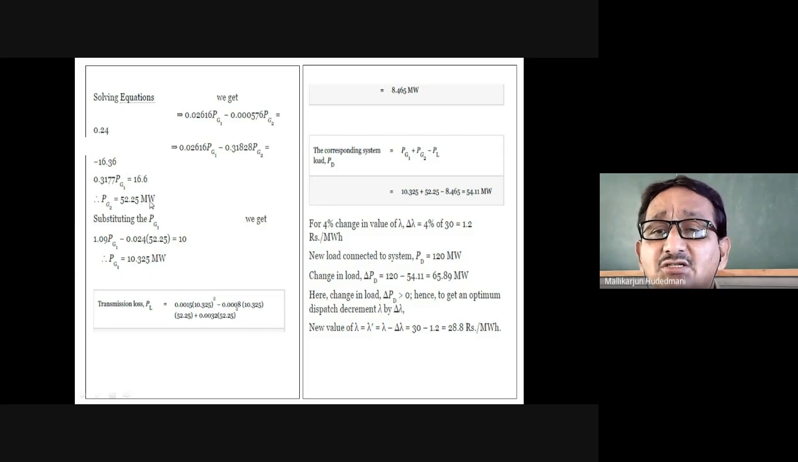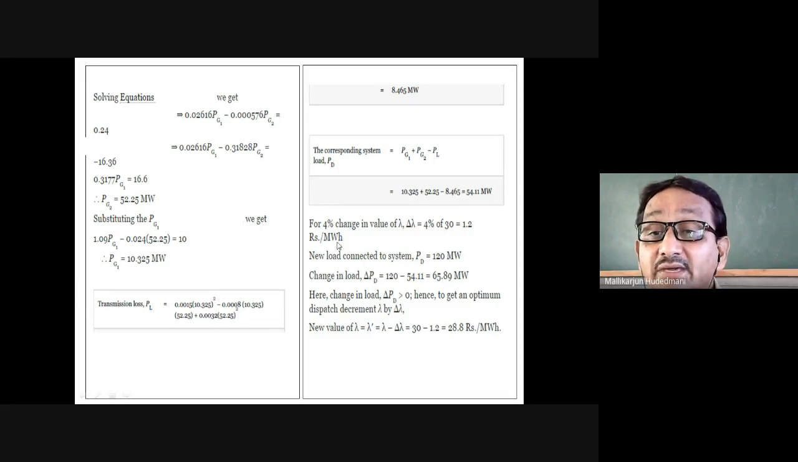It's like the first problem we have solved. Clear? Get Pg1, get Pg2, get PL. From Pg1 plus Pg2 minus PL, you get the demand. This is what we have done already.